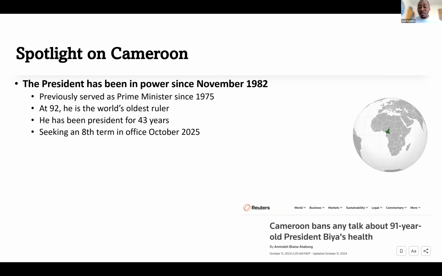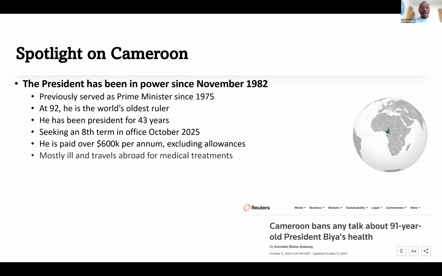I'm not from Cameroon, and I don't know many people from Cameroon, but this is something that breaks my heart when I see someone being paid over $600,000, excluding allowances, and they have a GDP of $56 billion compared to the US that has over $29 trillion of GDP, yet the president in the US gets paid only $400,000 per annum. Compare those two together.